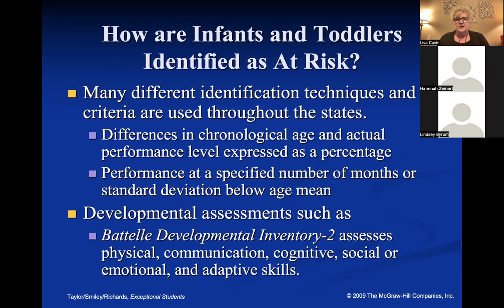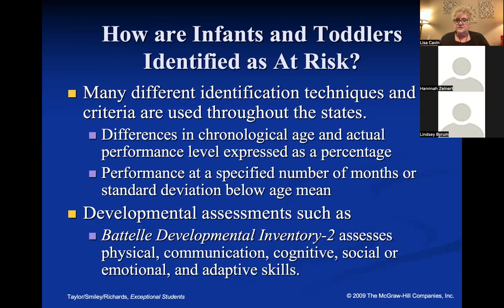So how many infants and toddlers are identified as at risk? Well, many different identification techniques and criteria are used throughout the states across the United States. Differences in chronological age and actual performance level can be expressed as a percentage, and so their developmental age over their chronological age. We can look at performance at a specified number of months or a standard deviation below their age mean. There are lots of different ways of looking at it.